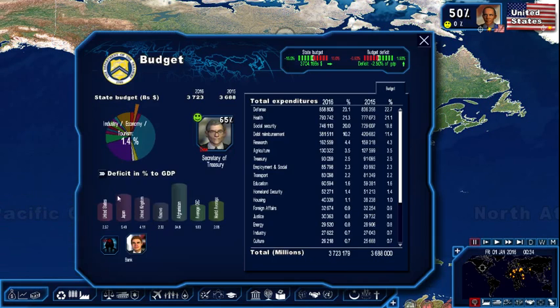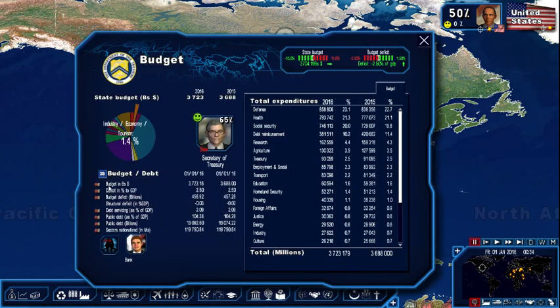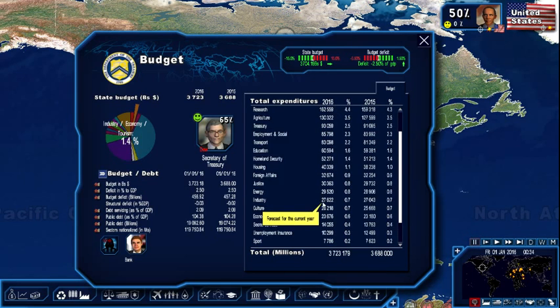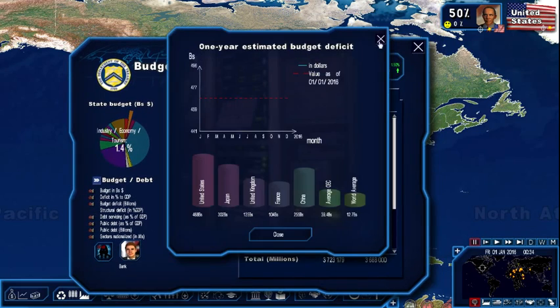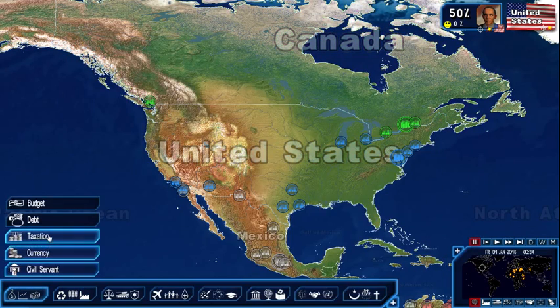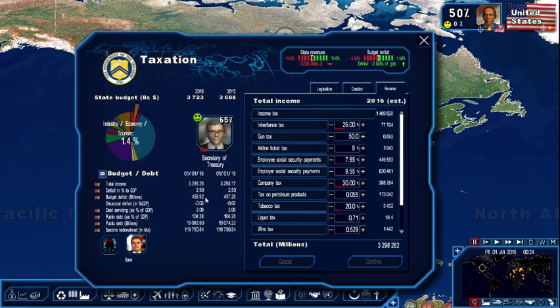So if you want to know what you're actually spending on, you have to click here and you'll get your actual budget. And this sort of breaks it down, all the different areas where the spending is. But the rest of this information is actually in the taxation tab. So I usually go to the taxation tab right away because this tells you how much you're earning. You could figure out how much you're spending by just checking out your budget deficit.